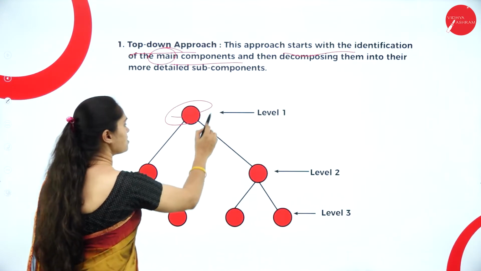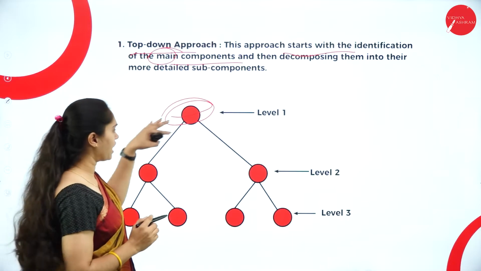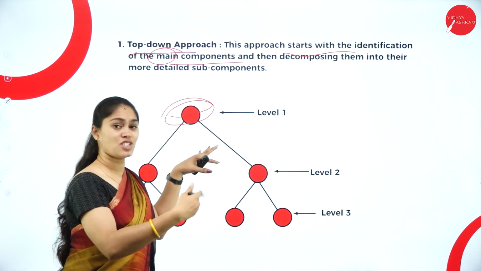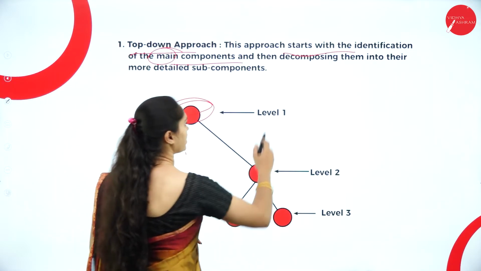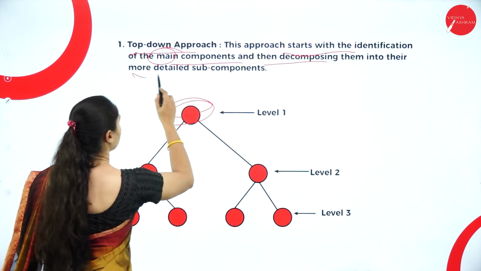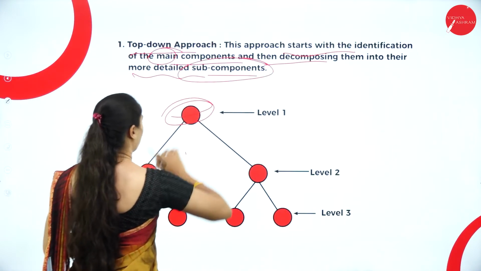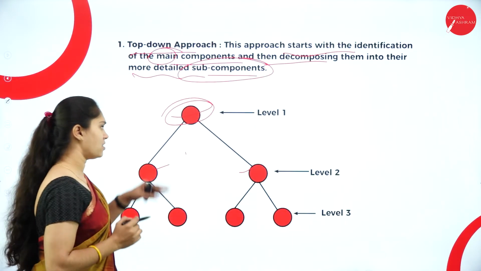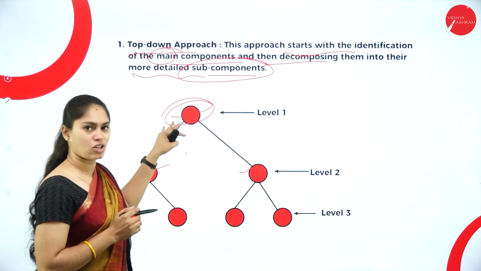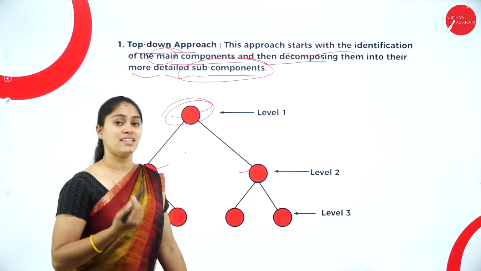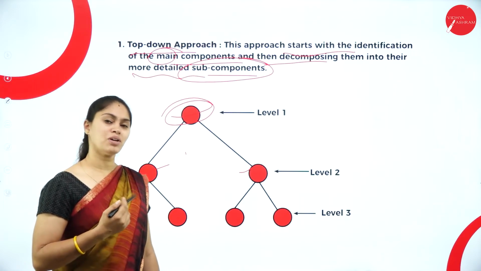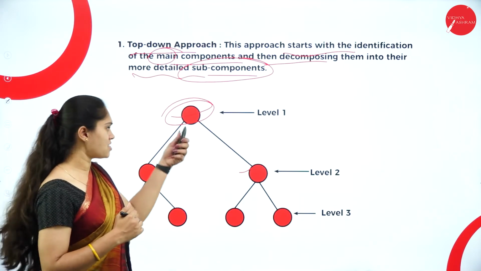So here this is my main component, right? If I get to know which is the main component that needs to be decomposed, or divided, at last we are going to conquer it. Then we decompose it into more detailed sub-components. So all these are the sub-components, and this is the main module or main component. When we divide it into sub-modules or sub-components, the complexity is somewhat reduced. This is top-down.